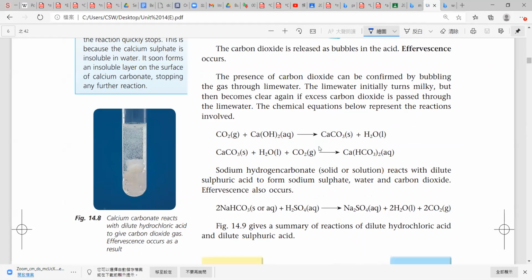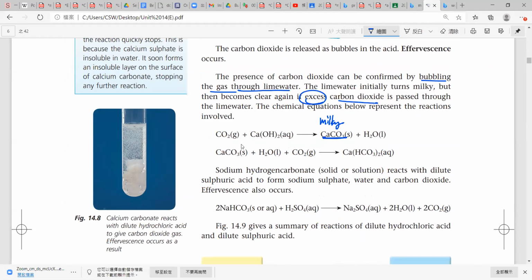Yep. Bubble the gas through lime water. Okay, bubble the gas through lime water. If the lime water turns from colorless to milky, we will say that carbon dioxide is present. But of course, if you bubble the carbon dioxide for long, in excess, the milky solution will turn colorless again.